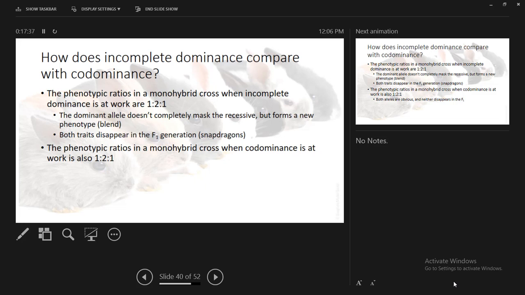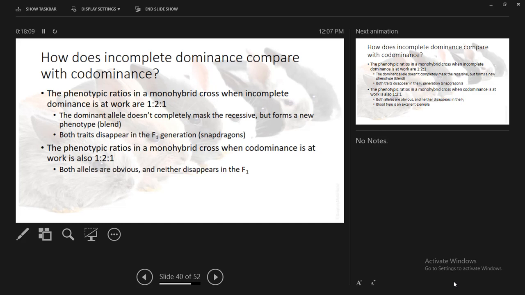And so this is like if we crossed a true breeding person with A-type blood, all of their gametes will have the A sugar, with an individual that's true breeding for the B sugar, all of their gametes will have the B sugar. We're going to get a 1 to 2 to 1 ratio, right? 1 out of every 4 offspring will have A-type blood. 2 out of every 4 offspring will have AB type blood, and then 1 out of every 4 will have B type blood.